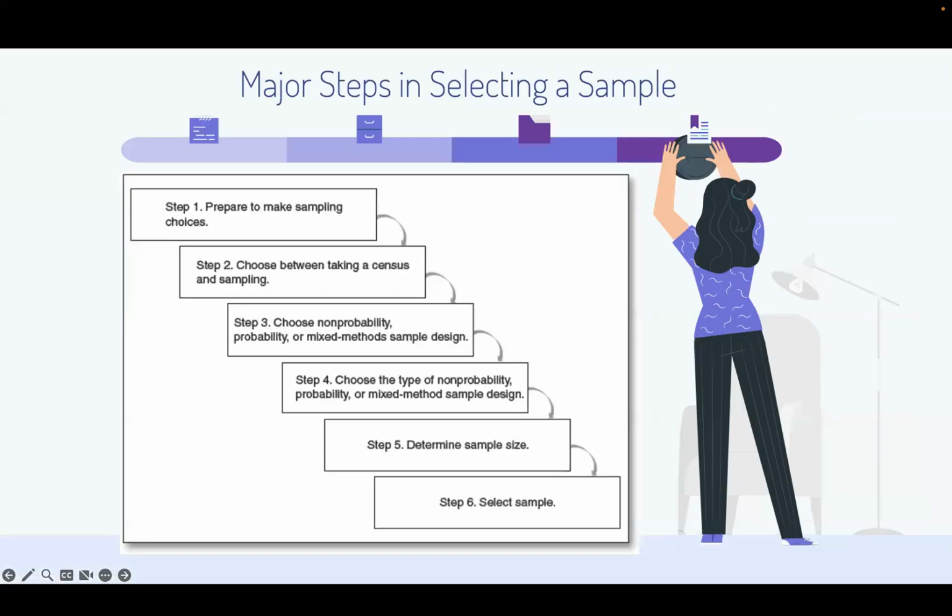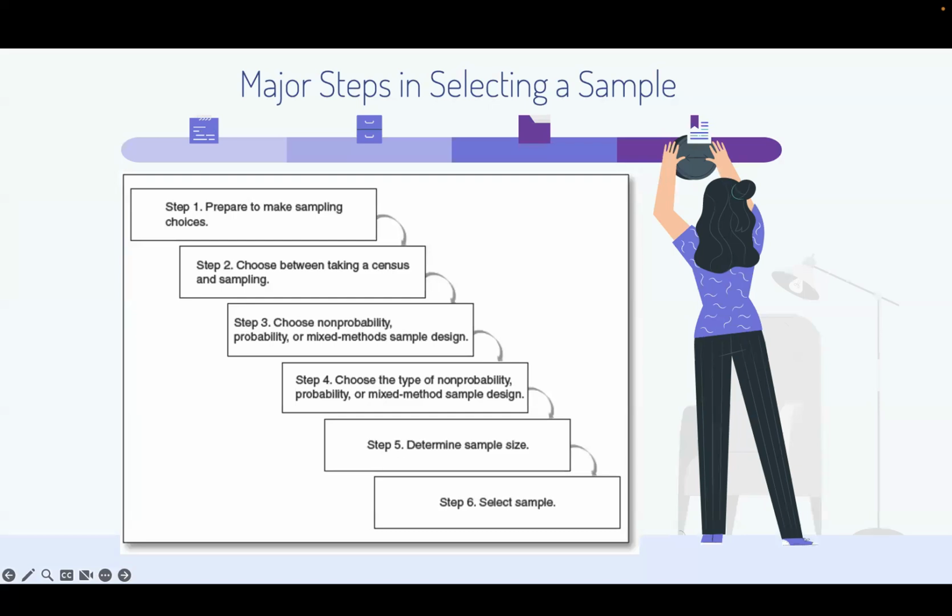There are major steps in selecting a sample. Step one is to prepare to make sampling choices. Specific preparation should be made before making sampling choices. Such preparation should include a careful review of the purpose of one's study, the nature of the population, available resources, research design considerations, and ethical or legal issues.